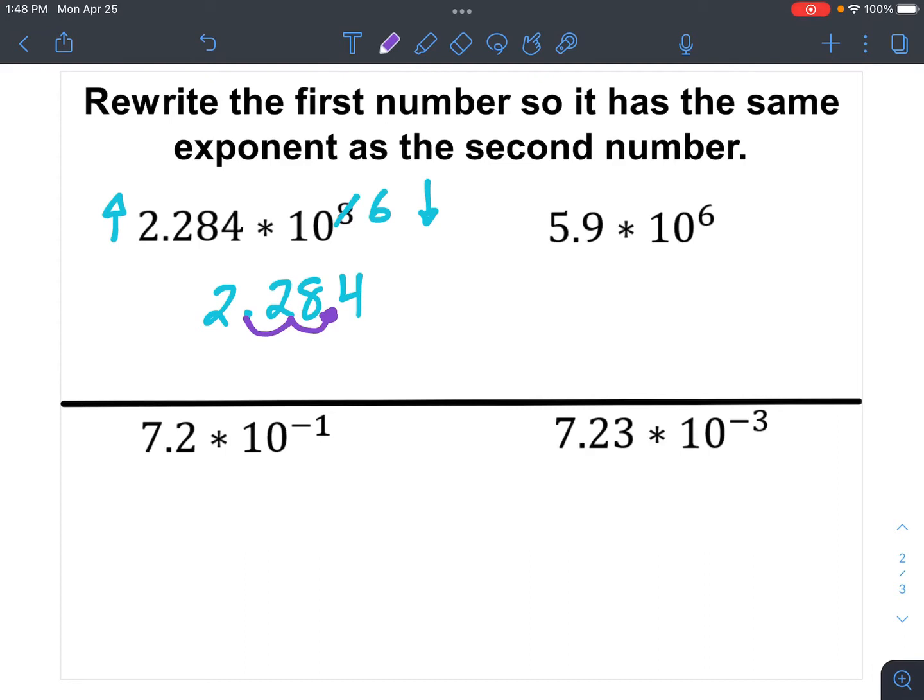And that's going to leave us with 228.4 times 10 to the 6th power.